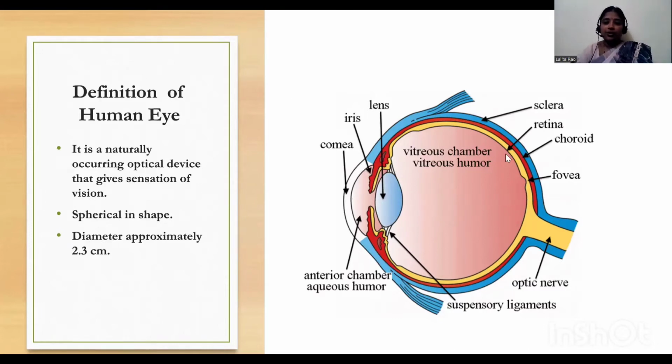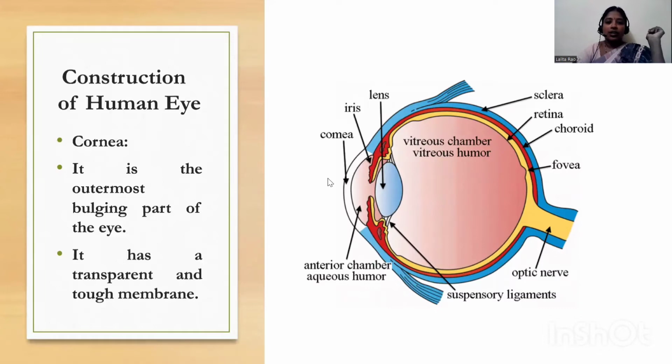Okay, so that's important. I hope you have understood this. Now let us move to the construction. What are the major parts by which the human eye is made up of, and how do these parts work? So right now, construction.